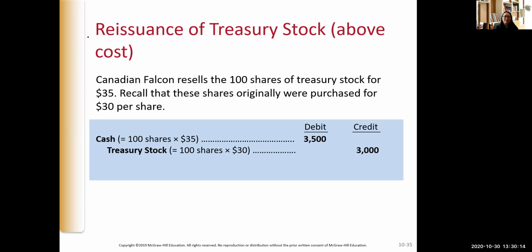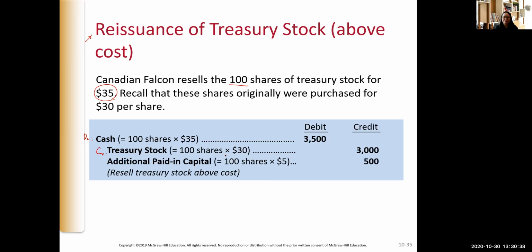Okay, so then you ask, what happens if I reissue those treasury stocks above the cost? Let's give an example. Canadian Falcon resells 100 shares of treasury stock for $35 each. Recall that these shares were originally purchased at $30. So you would debit cash for $3,500, credit treasury stock for $3,000, and credit additional paid-in capital for $500 because of the extra $5 per share.